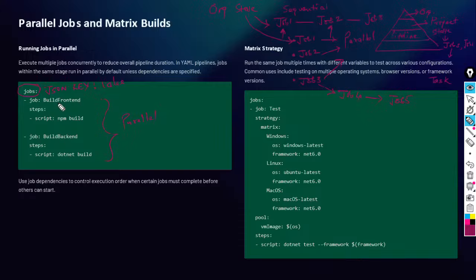What is the job name? The job name is build front end, and this job name is build backend. But they start together. So the tasks will follow the job, and then you say steps on the tasks. Basically you say steps, and you write a script. That is, you are saying npm build. So you are building the front end, not the backend.